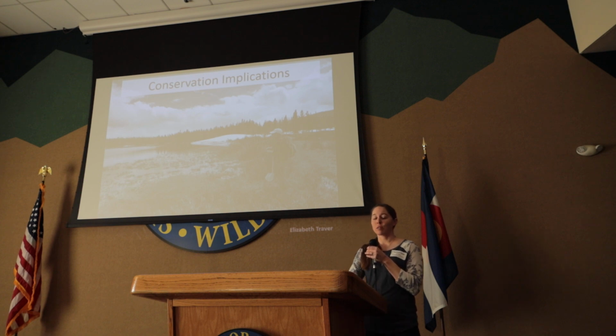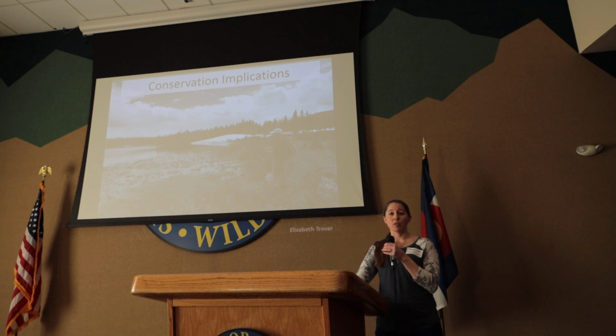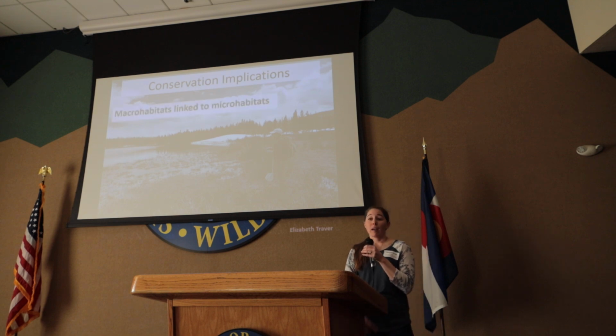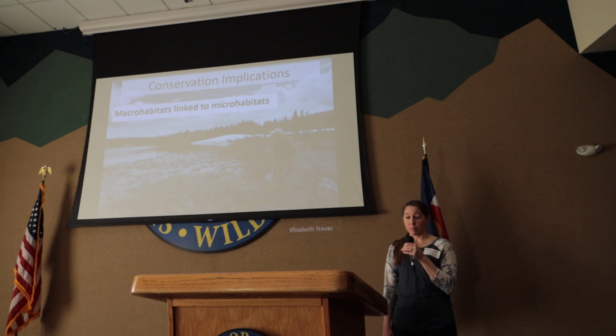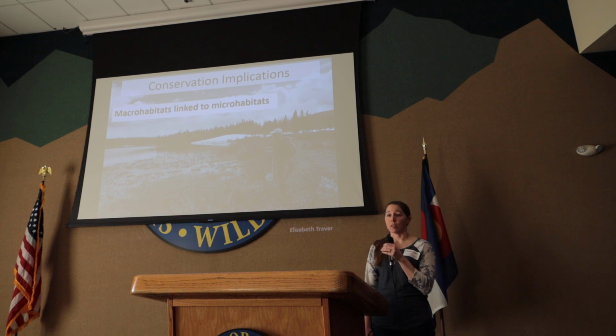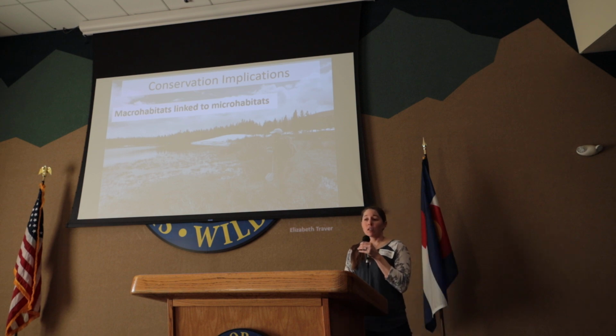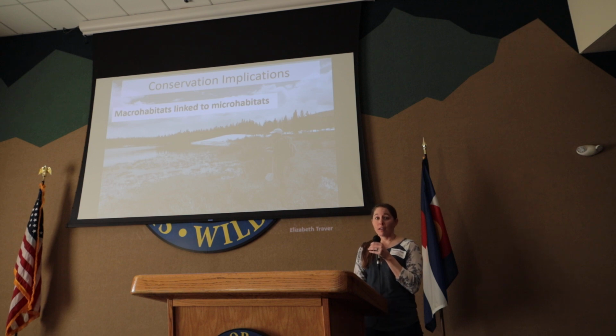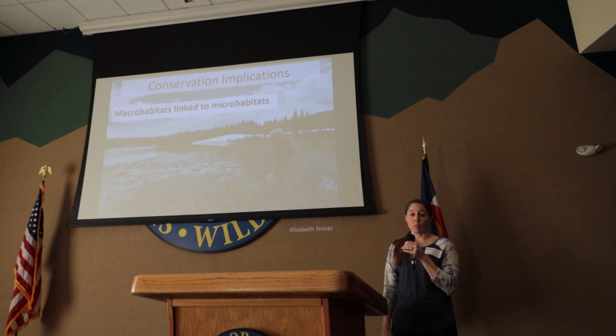And so just to tie some of my research together and thinking about conservation implications for the species, I think that these macrohabitats can be linked to microhabitats. So a lot of these ponds where we find wood frogs at my study sites have aspens, willow patches, and wet meadows nearby. And early on in the summer, these areas can be fairly inundated and semi-aquatic with snowmelt.